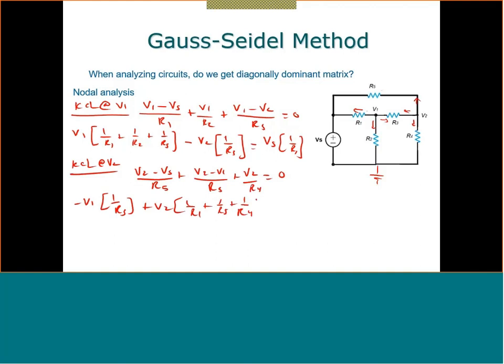Okay, so I want to put this now in matrix form. So this is matrix A. We will have here V1 and V2, and it is equal to, now Vs is a constant, so this becomes Vs over R1, and this is Vs over R5.